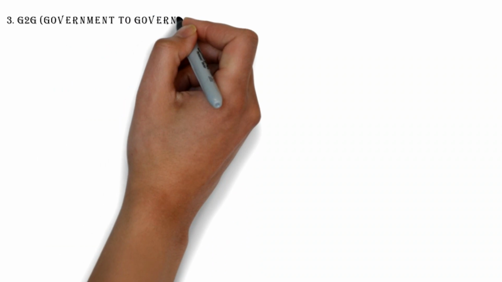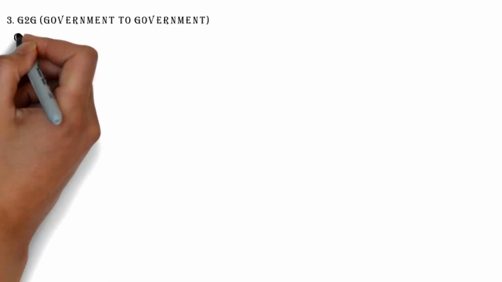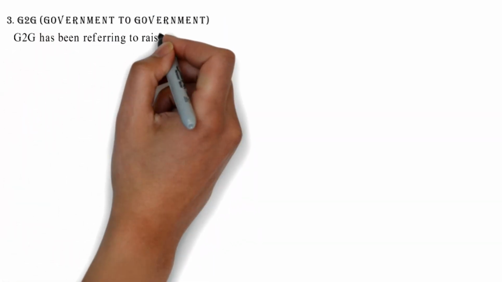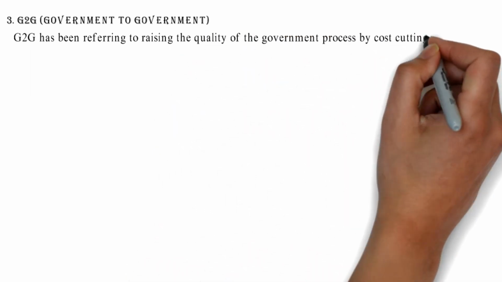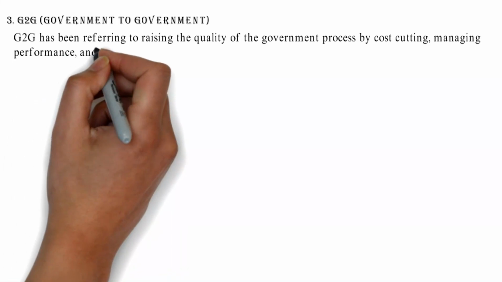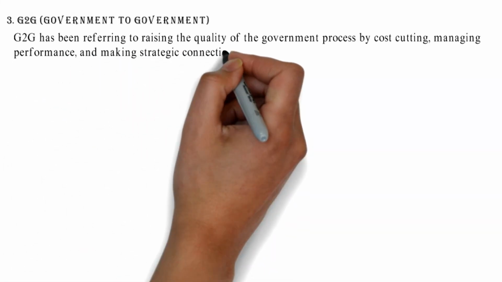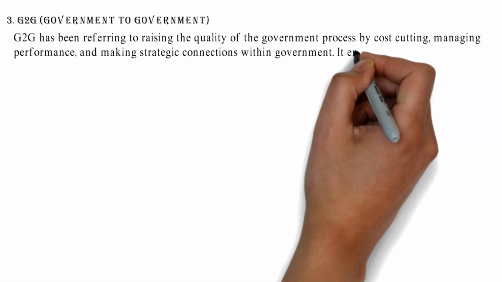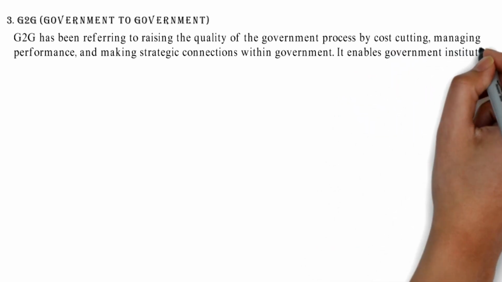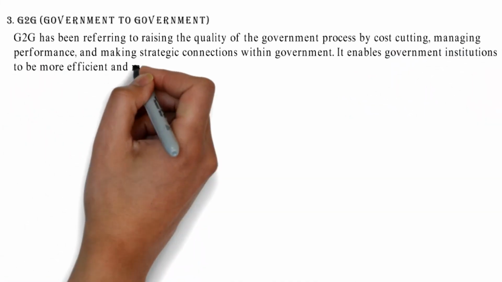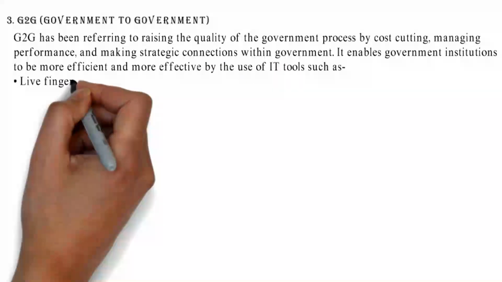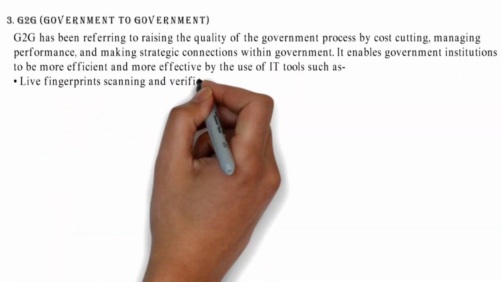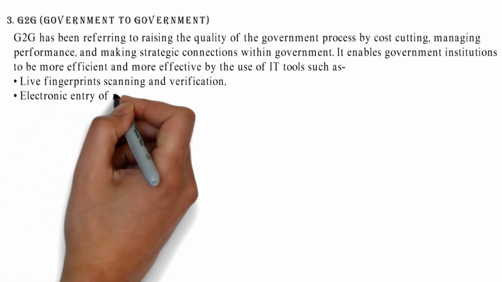3. G2G, Government to Government. G2G refers to raising the quality of the government process by cost-cutting, managing performance, and making strategic connections within government. It enables government institutions to be more efficient and more effective by the use of IT tools such as live fingerprint scanning and verification, electronic entry of reports and paperwork, etc.